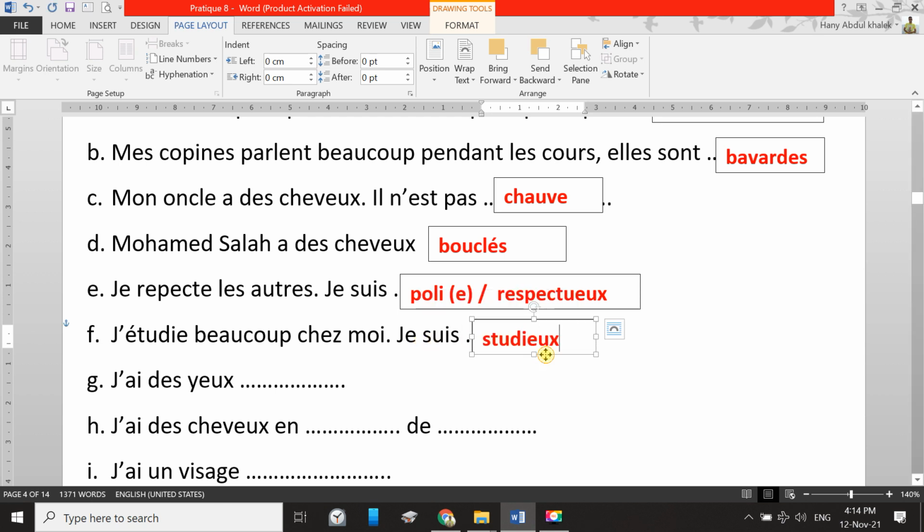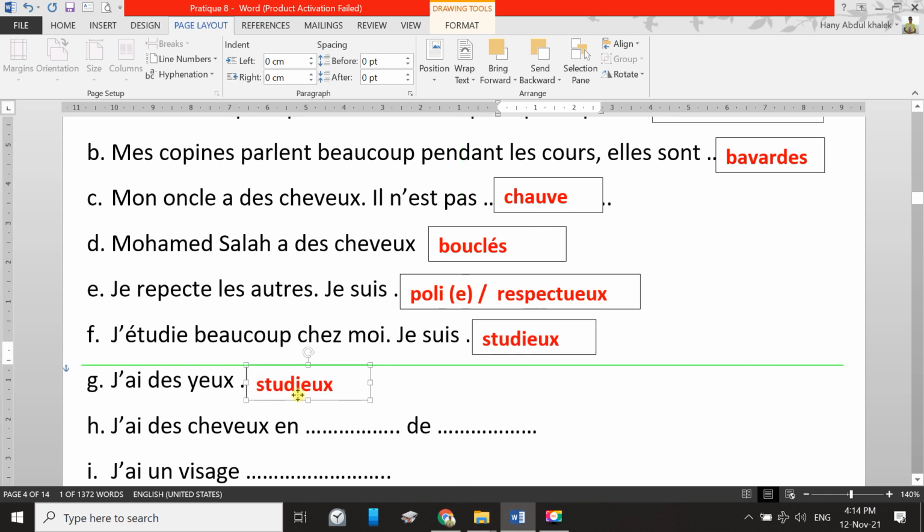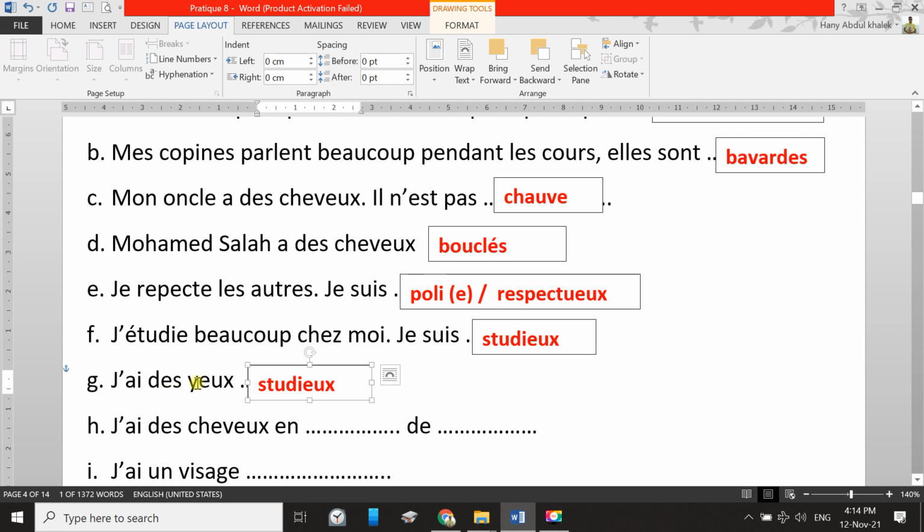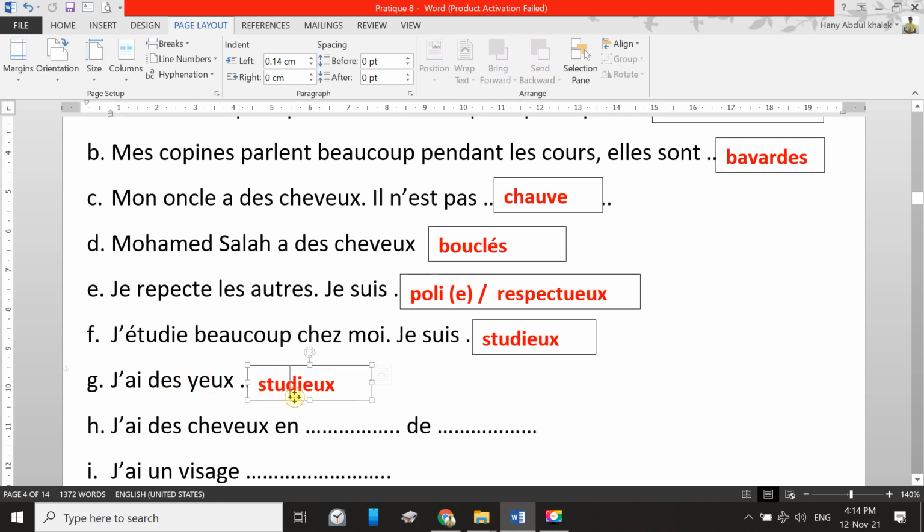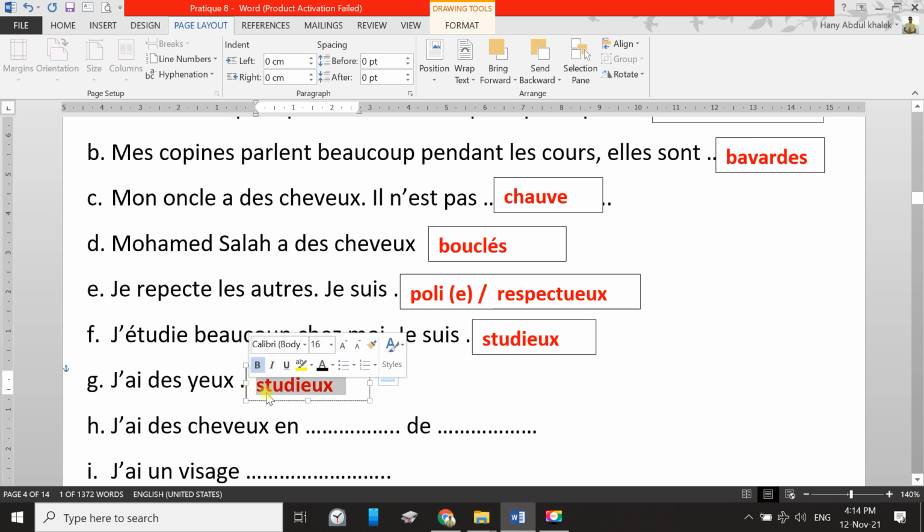Studieux here means, okay, I'm good in school, or I study a lot. Okay, j'ai des yeux. Here it's up to you. J'ai des yeux, I have eyes, and you say the color of the eyes, as we explained together. J'ai des yeux verts, par exemple, j'ai des yeux bleus, j'ai des yeux marrons, as you like.